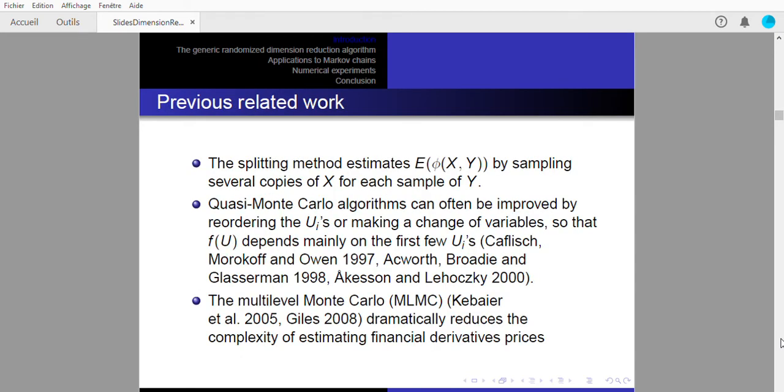So there were previous methods that rely on the fact that certain variables are more important than others. There are other variance reduction methods such as the splitting method, the quasi-Monte Carlo algorithm, and the multi-level Monte Carlo methods that use the fact that certain variables are more important than others.